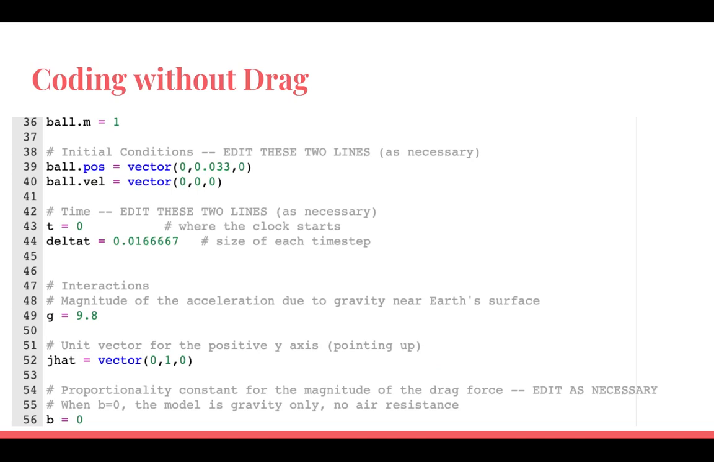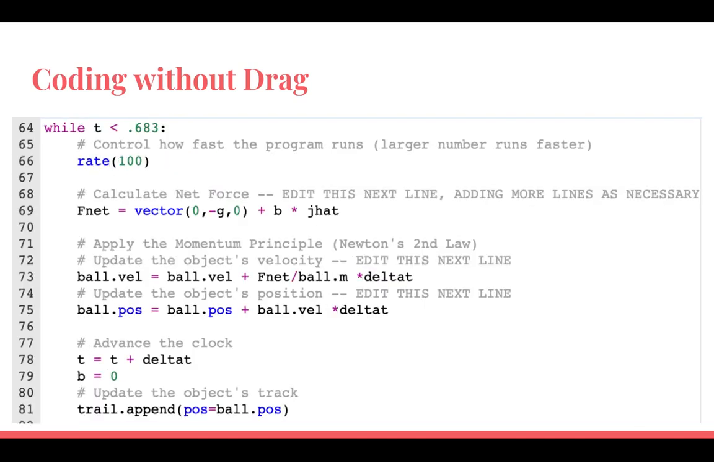When the coding was done without drag, the ball position started at a height of 0.033 meters. The time started at 0 seconds and was increased at an interval of 0.0167 seconds. The b value, or the proportionality constant, was set to be 0, as in this case we were not accounting for drag or air resistance.